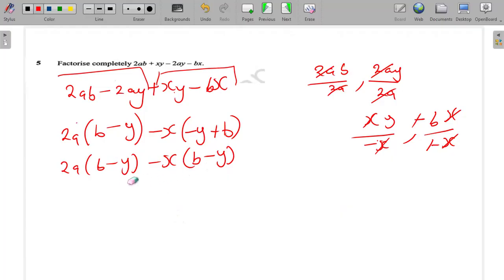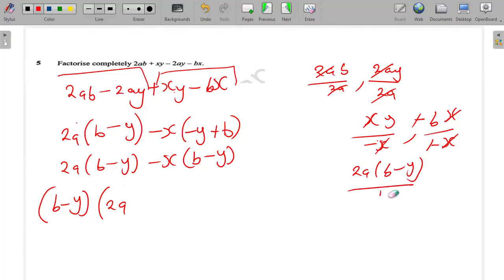So once I reach this stage, what I'm going to do is divide by what is common. So what is common here is b minus y, right? That is what is common. So when I divide b minus y into this equation here, what am I going to remain with? I'm going to remain with 2a, isn't it? So it's like I'm having 2a times b minus y. So when I divide by b minus y, this and this will go.